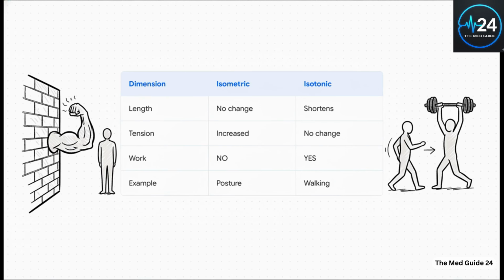Think of it like pushing as hard as you can against a solid brick wall, or just maintaining your posture. Contrast that with isotonic mechanics. Here, the tension stays the same, but the muscle actively shortens to perform external work. That's your typical walking or lifting a dumbbell.